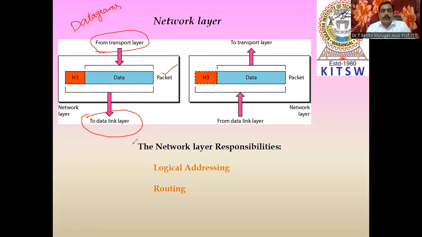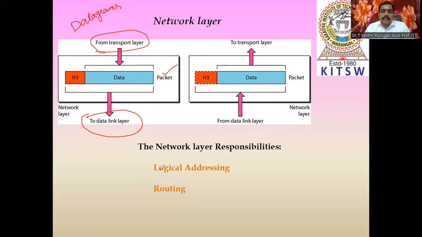So what is the primary duty of the network layer? It takes the datagram from the transport layer and converts it into a packet. The packet is transmitted to the data link layer. The primary duty of the network layer is packetization. Packetization means getting the information, message or datagrams from the transport layer and converting them into packets. The packet will be sent to the data link layer.